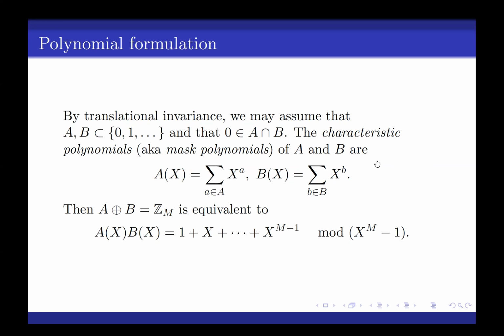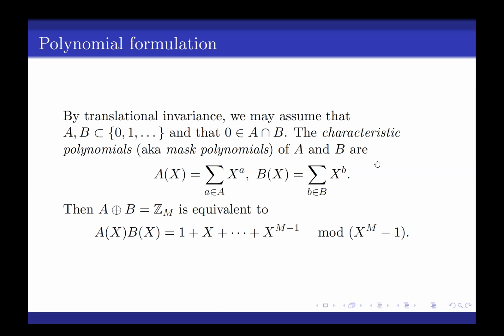So how is it defined for A? This would be simply the sum of x to the power a, where little a varies over the elements of capital A. And now the fact that A and B is a tiling pair becomes equivalent to the product of these two mask polynomials equaling the mask polynomial of the entire group Z_m, mod x to the m minus 1. Okay, so this is what you're seeing in front of you. This is an equivalent condition.